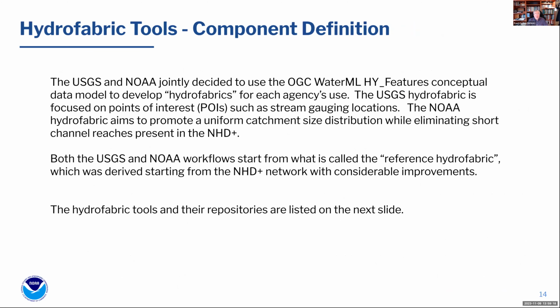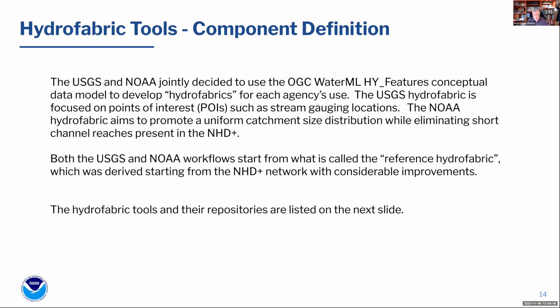The hydrofabric tools that have been developed jointly between NOAA and the USGS are pretty amazing. The USGS hydrofabric is focused on points of interest like stream gauging locations. The NOAA hydrofabric aims to promote a more uniform catchment size distribution while eliminating short channel reaches that are present in the NHD plus for computational efficiency in the hydraulic routing.